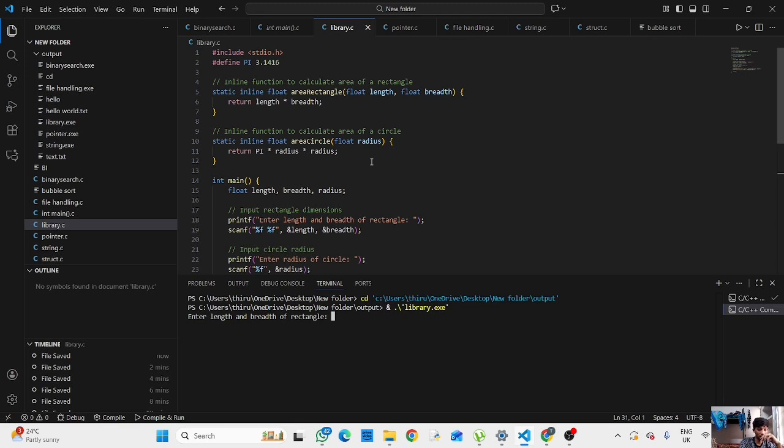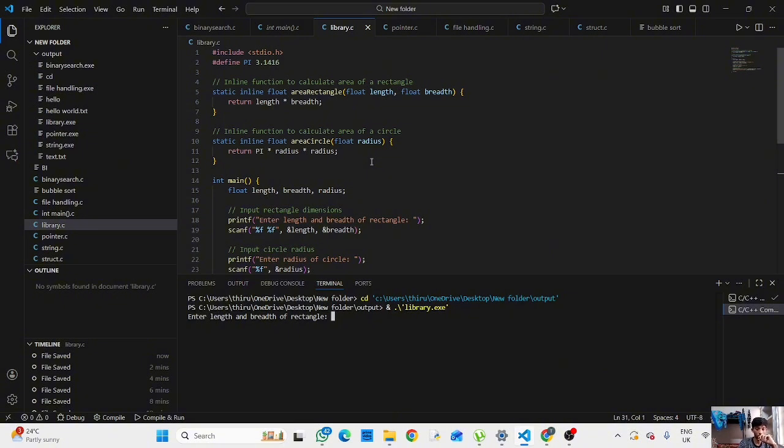printf: enter the length and the breadth of the rectangle. scanf %f %f, length and breadth. Then it reads the radius of the circle and displays the result. printf area of the rectangle equal to %.2f \n, where area rectangle equals length times breadth. Then it calls area circle, computes the circle's area using the formula pi r square, and prints the result with two decimal points.